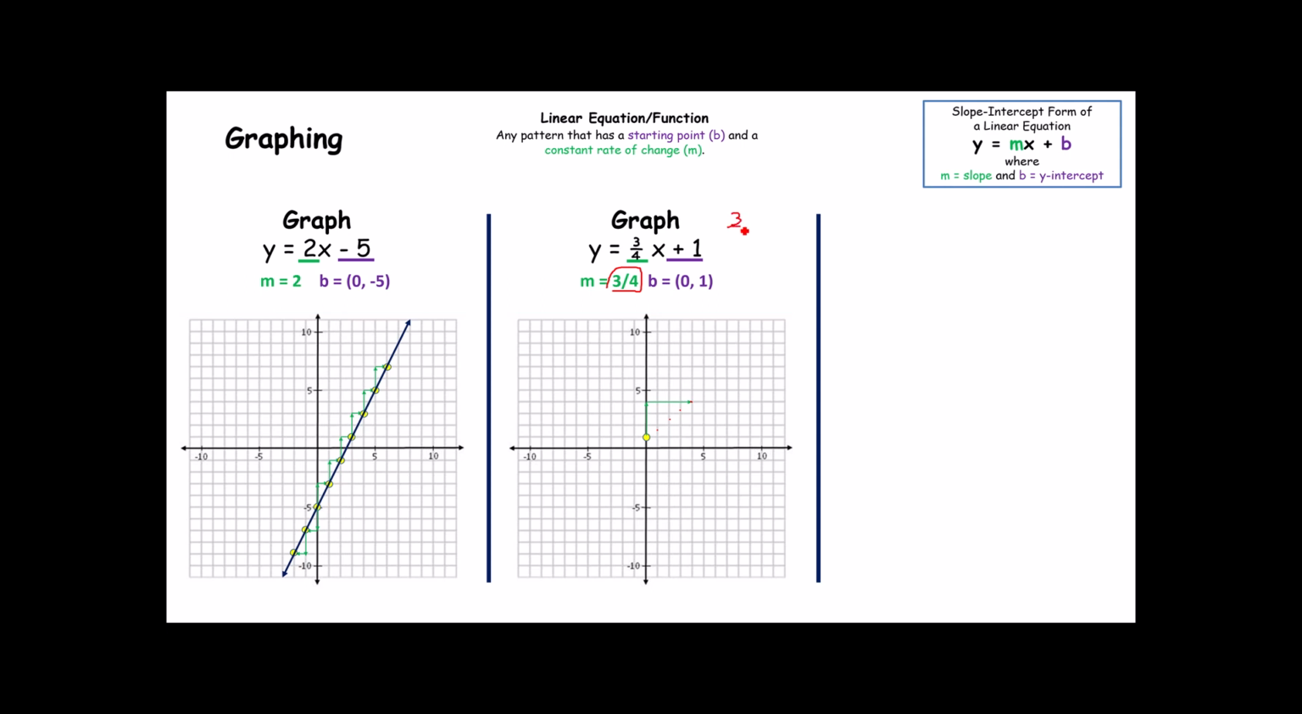Instead of trying to go up 3/4 every time, I just remember that this is going to be the same as my rise and my run. So I can go up 3 spaces and over 4 spaces. So that's what I'm going to do for the rest of these.